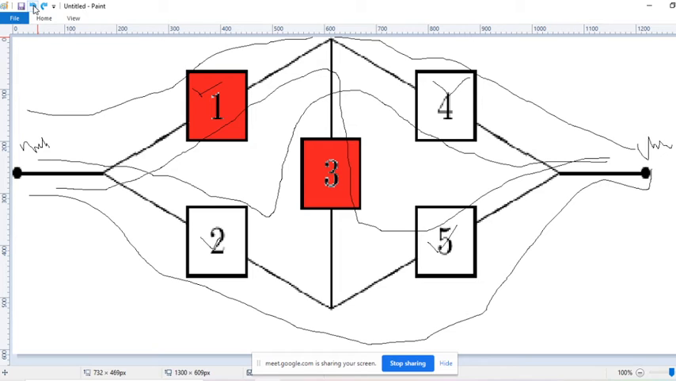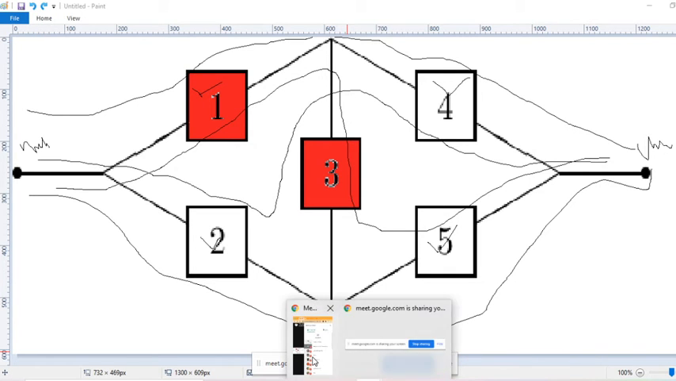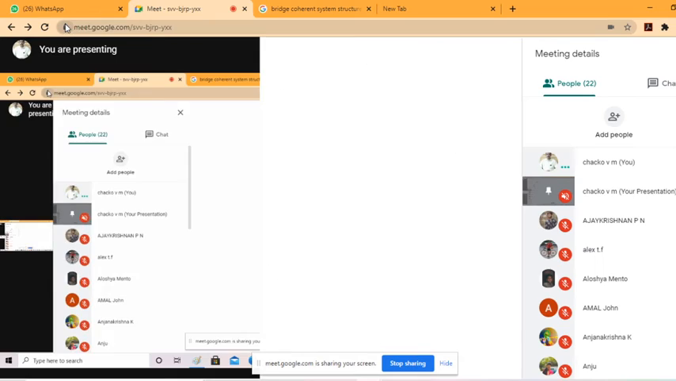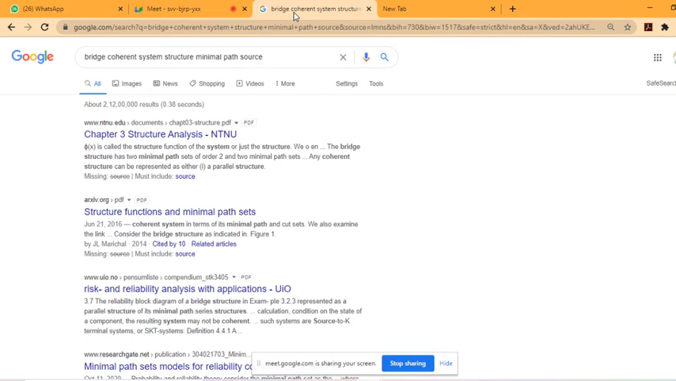Okay. So we have discussed paths, minimal paths, cut and minimal cut. Based on this minimal path and minimal cut, we can represent any of the complicated systems. That will be discussed in the next class. I will give you a discussion video, no problem.